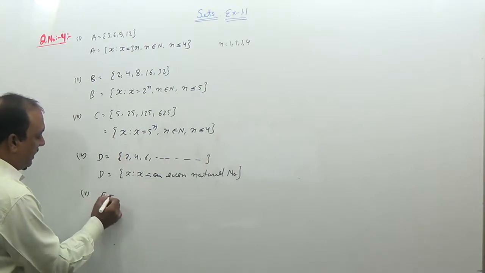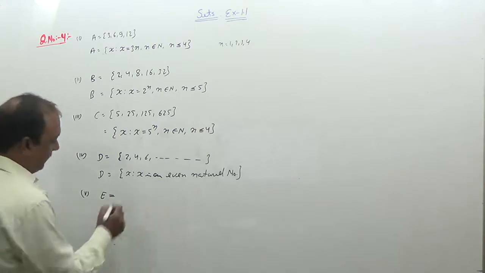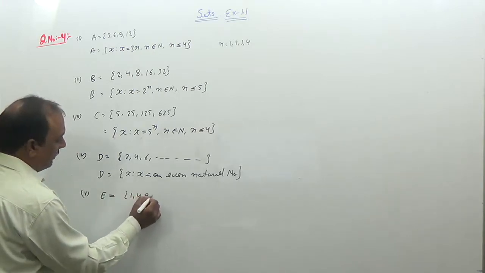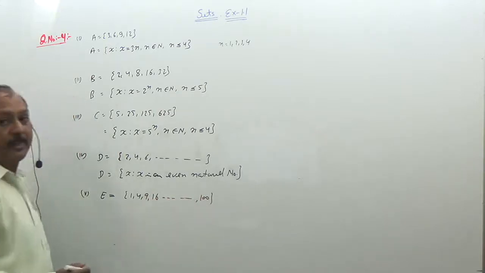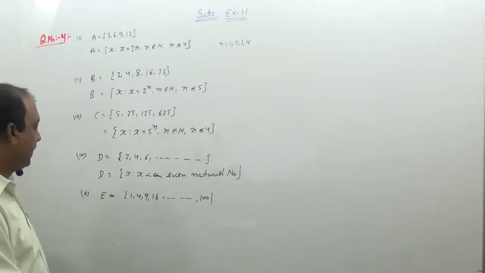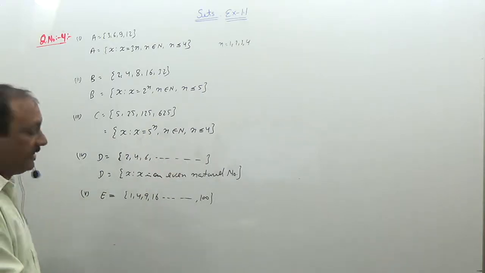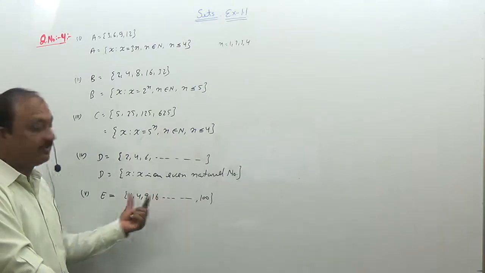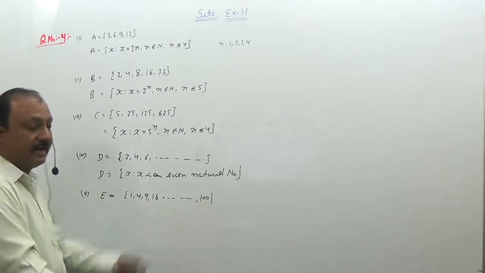Similarly, the fifth part is a set of elements 1, 4, 9, 16 and up to 100. So this is a roster form of a set, with elements 1, 4, 9, 16 and 100. When we observe these elements, they are the squares of natural numbers, that is 1 square, 2 square, 3 square, 4 square, 10 square.